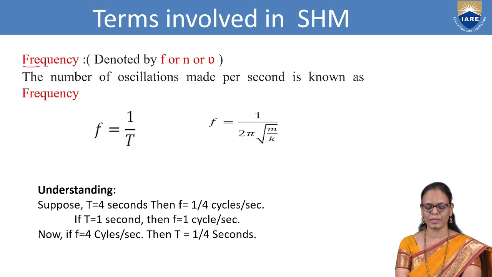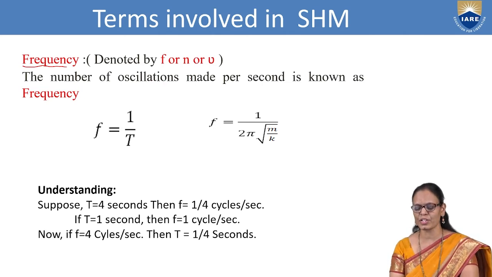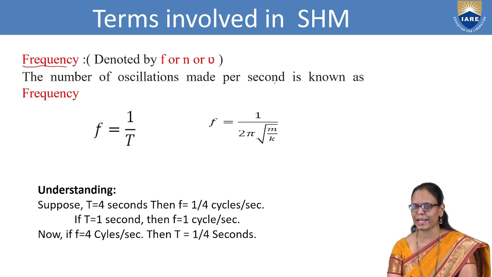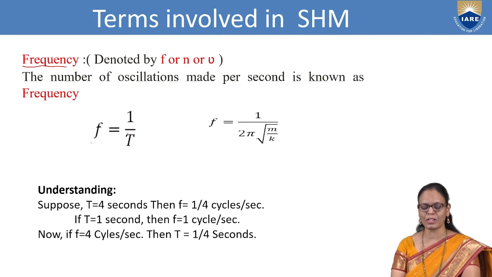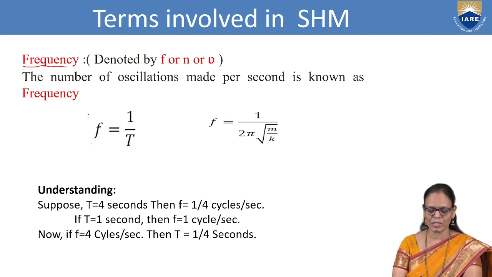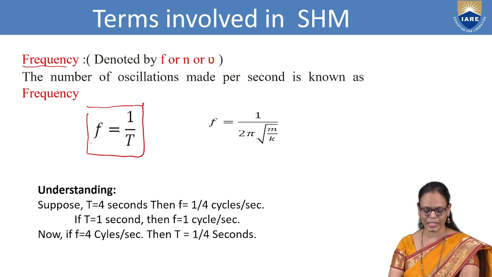Next is the frequency. So what is frequency? It is the number of oscillations made per second. The number of oscillations made per second, we call it frequency, or the formula, if you write it, f is equal to 1 by T. So this is a very important relation if you have to understand the relationship between the time period and frequency, how frequency depends upon the time period. To understand this, we will see this example. I have already given this example.